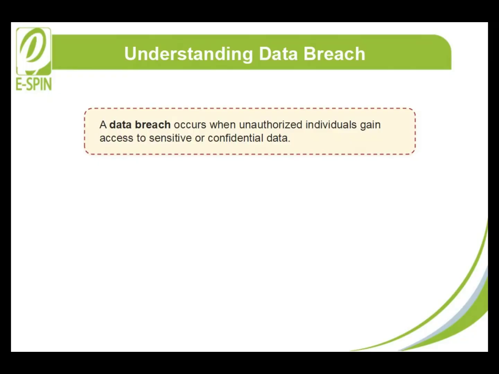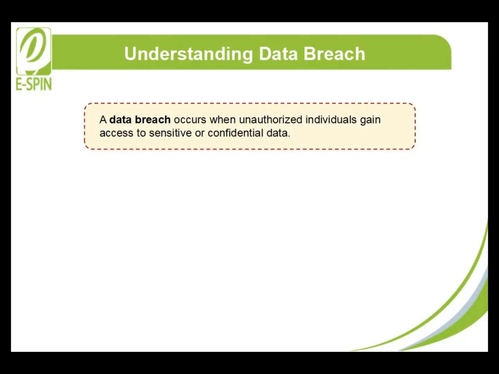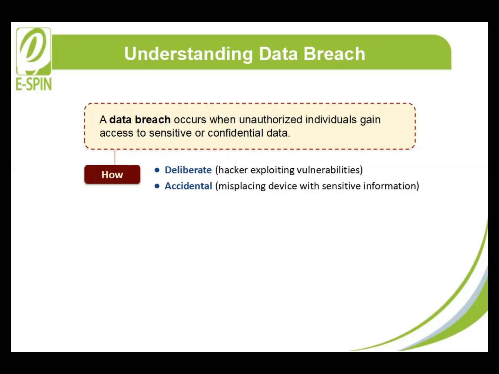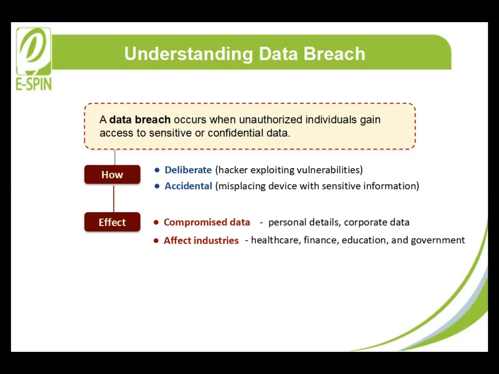A data breach occurs when unauthorized individuals gain access to sensitive or confidential data. This can be deliberate, like a hacker exploiting vulnerabilities, or accidental, such as an employee misplacing a laptop with sensitive information. The compromised data may include personal details like social security numbers, credit card information, or corporate data such as trade secrets. Data breaches affect all industries, healthcare, finance, education, and government, because any mishandling or compromise of sensitive data can lead to serious harm.